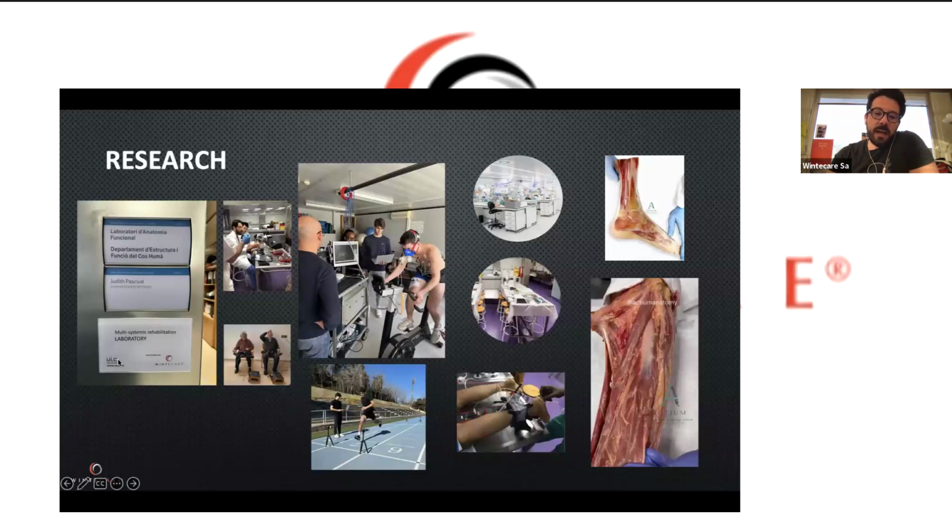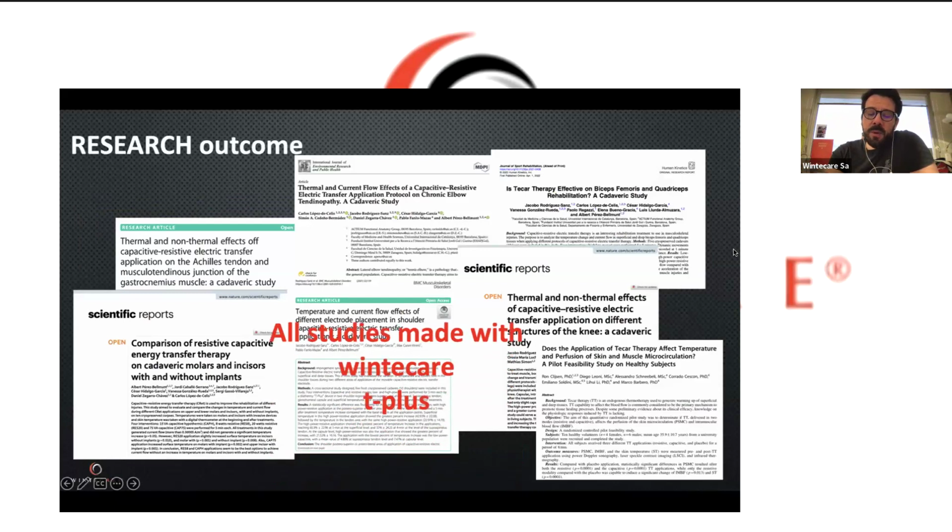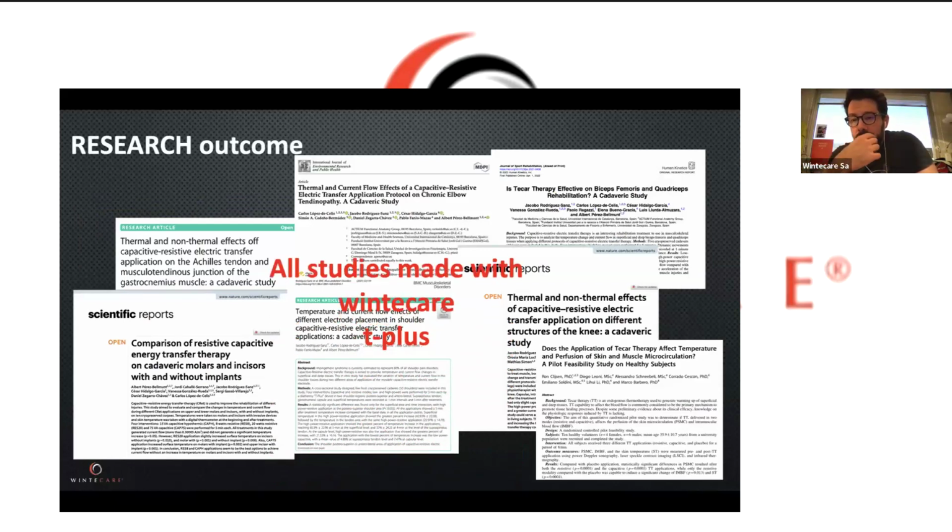As you can see, there's actually a laboratory, multisystemic rehabilitation laboratory, sponsored by Wintecare. So these guys work for our paperwork on a daily basis, a huge source of value for our clients. This cooperation got to about 9 publications so far in impact factor reviews. These are studies made with T plus. Probably the most impactful is the one in Scientific Reports of the group of Nature.